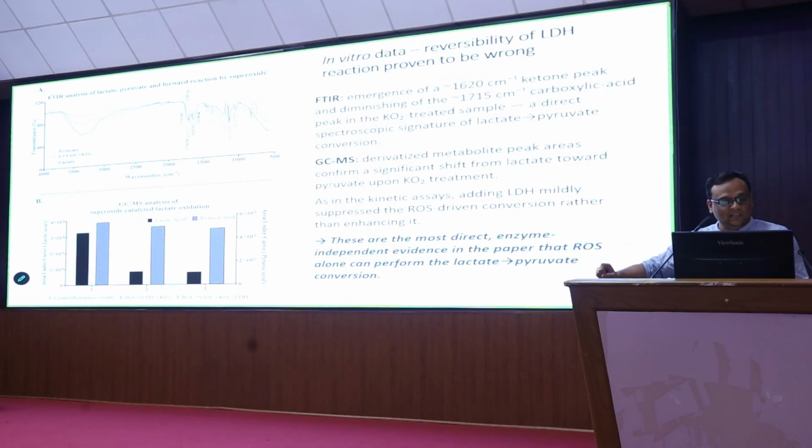You can see here in the GCMS analysis that superoxide can do it in the control reaction. You have both lactate and pyruvate at the same level, but then when you add KO2, you see that lactate is getting consumed by KO2. KO2 itself can do it.